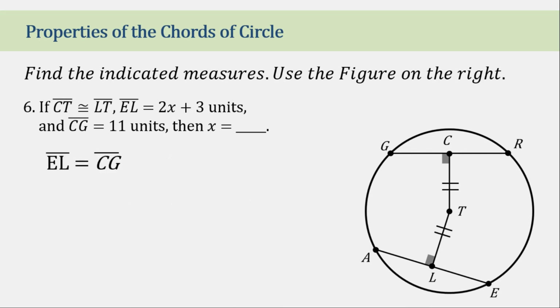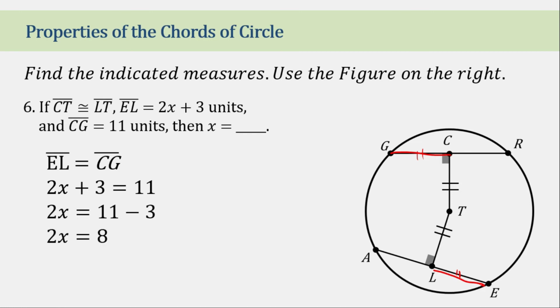Now, we know that EL and CG are congruent. Why are they congruent? Why are they equal? Because these chords are equidistant from the center, meaning that these chords are congruent. And this is a perpendicular bisector, meaning that these two chords will bisect, and half of it is also equivalent to half of the other. So that's why EL is equivalent to CG. Now, what is the value of our EL? EL is 2x plus 3, and CG is 11. All we need to do is some algebra and get the value of x, which is 4. Now the value of x is 4.